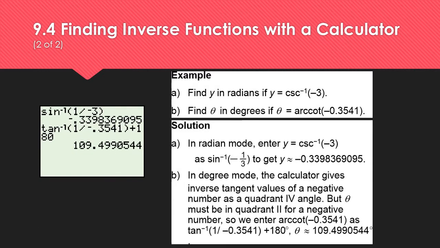Okay, in radian mode, you're going to do sine inverse of -1/3, and there's your answer. In degree mode, the calculator gives the inverse tangent values of a negative number in quadrant 4, but we need the quadrant to be 2. So arc cotangent of -0.3541 is going to give us that, and then we have to add 180 to it. So it's about 109.4990544.